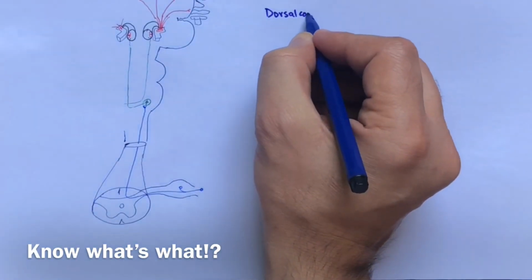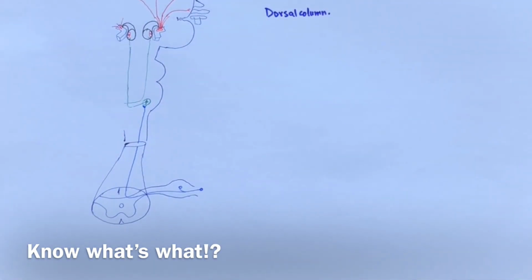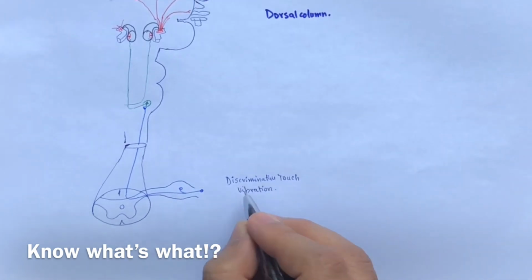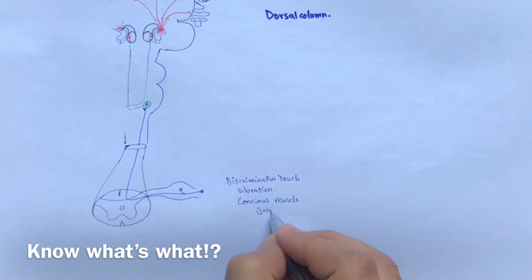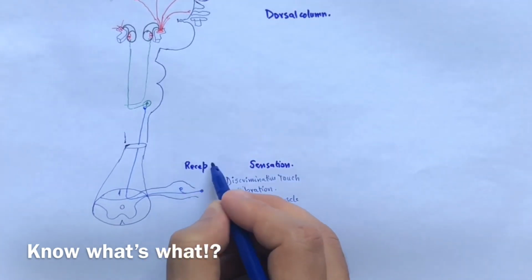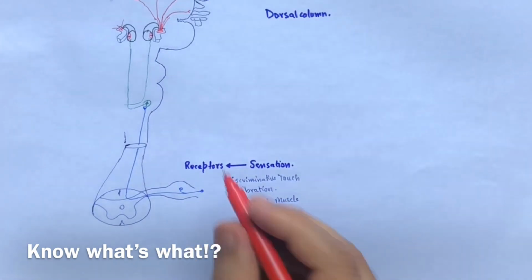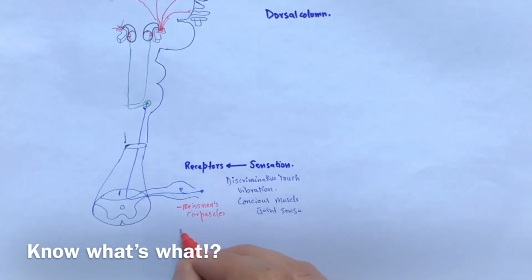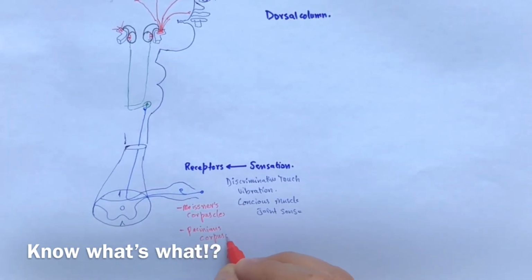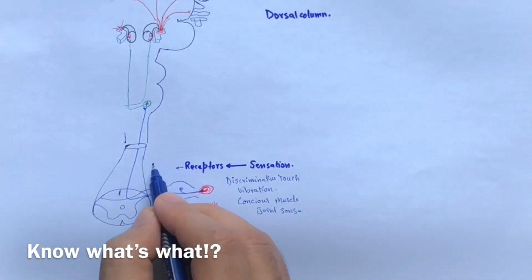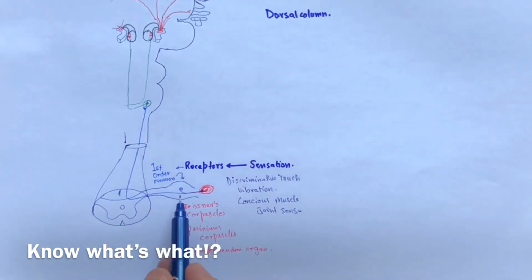Let's quickly summarize the dorsal column. So the dorsal column, if we start with sensation, the different sensations like discriminative touch, vibration, proprioception, the conscious joint muscle sense, all these sensations are received by receptors. The receptors are Meissner's corpuscles, Pacinian corpuscles, muscle spindles, and tendon organs. Now, when these receptors receive these sensations, through the first order neuron they will go up as the fasciculus cuneatus and fasciculus gracilis in the dorsal column, right?